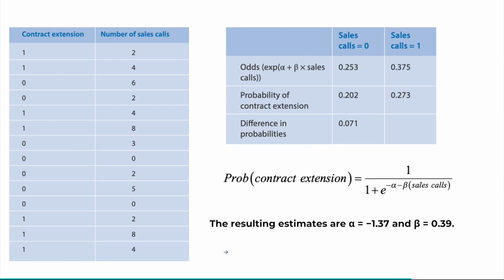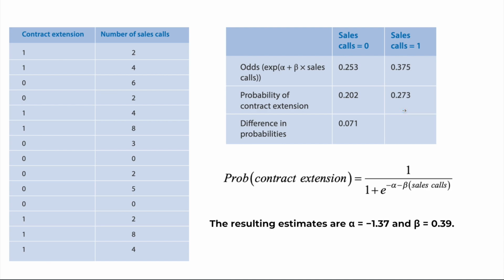At first, based on the table on the left, we got the estimate of alpha is minus 1.37 and beta is 0.39. Based on the formula that I give you on the screen, we will calculate the probability of contract extension, with alpha when the sales call is 0, and beta when having a sales call. From that, we got the probability of contract extension when we don't have a sales call is 0.202, 1 divided by 1 plus e to the power of minus alpha, and the probability of contract extension when we do sales calls is 0.273, 1 divided by 1 plus e to the power of minus alpha and minus beta.